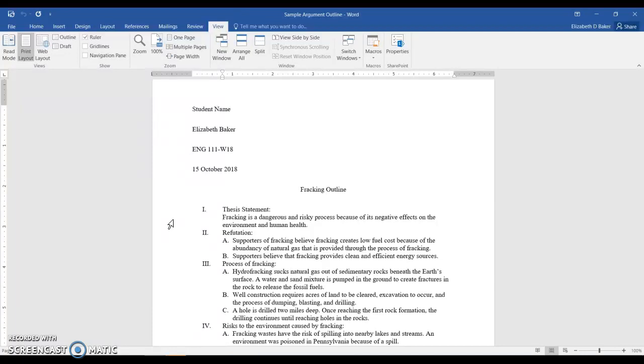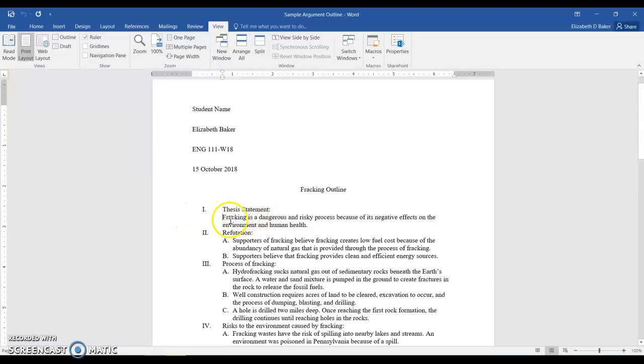The 5-paragraph essay is typically your introduction, which is where you include your thesis statement. We usually have 3 reasons, and those are your 3 body paragraphs, and then we have a conclusion. With argument, we actually have more components than that.